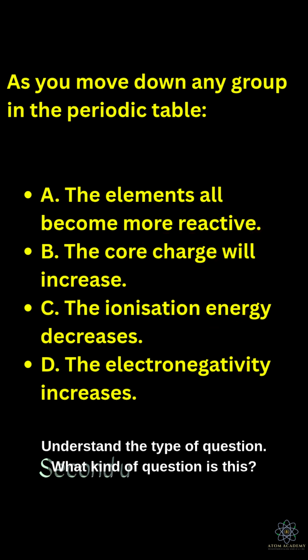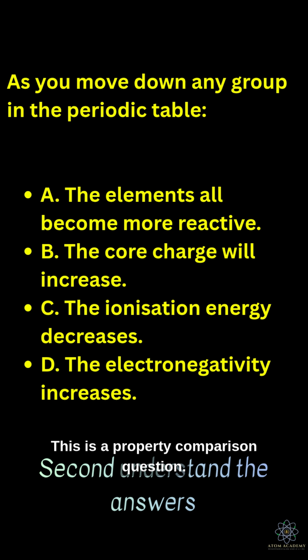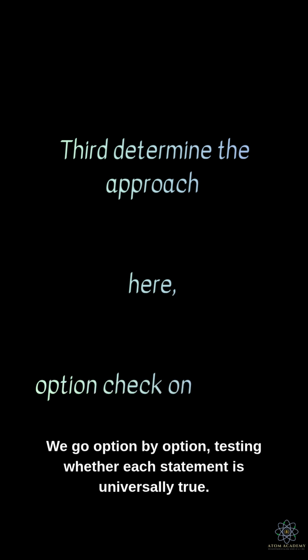Second step, understand the type of question. What kind of question is this? This is a property comparison question. We are checking what happens to different properties as we move down a group. So what is the best strategy? We go option by option, testing whether each statement is universally true.